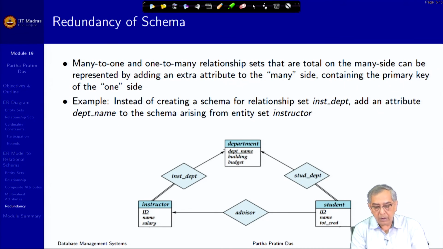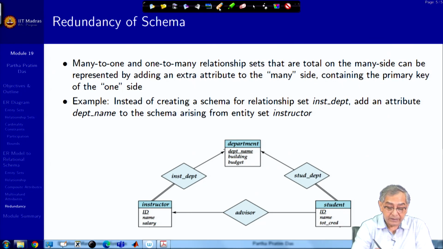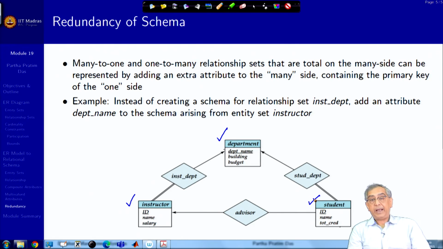Now, many to one and one to many relationship sets that are total on the many side can be represented by adding an additional attribute. For example, let us understand this diagram again. We have 3 entity sets: instructor, department and student, right. 3 entity sets: instructor, department, student, and 3 relationships.